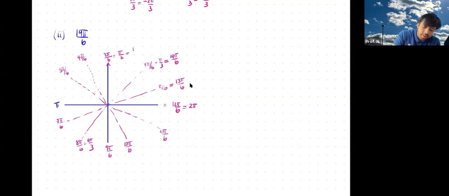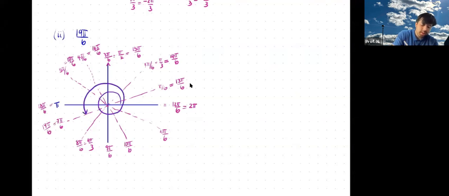I keep on going. This is going to be 15 pi over 6. This is going to be 16 pi over 6. This is going to be 17 pi over 6. This is going to be 18 pi over 6, right? And this will be finally 19 pi over 6. So 19 pi over 6 refers to the angle that goes around once and then comes back down like this. This is 19 pi over 6.